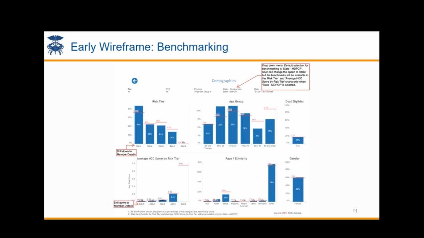We plan to also make available some benchmarking for MDPCP participants for things like risk tier, age group, HCC score, dual status, gender, and race and ethnicity. Next slide.